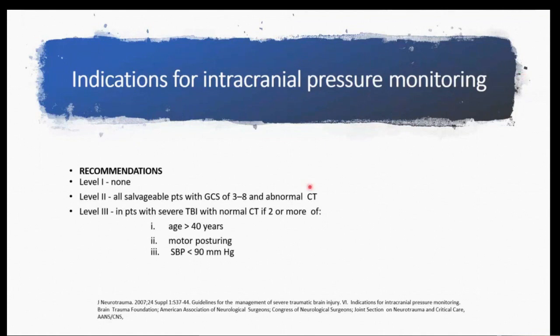But if the patient is not surgical yet and you want to do invasive intracranial pressure monitoring, these are the recommendations. All patients who can have surgery, or salvageable patients, with a GCS of 3 to 8. When we say salvageable, we mean patients who are not brain dead and have an abnormality on the CT scan. This is level 2 evidence; it will improve the outcome. Level 3 evidence: any patient with severe head injury with a normal scan, if he is above 40, has motor posturing like decortication or decerebration, or has a systolic blood pressure below 90.